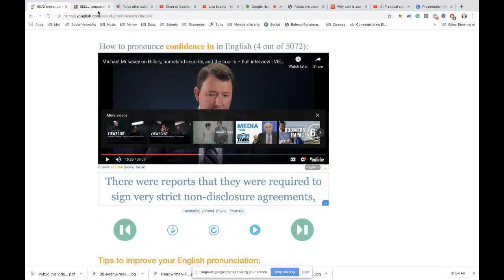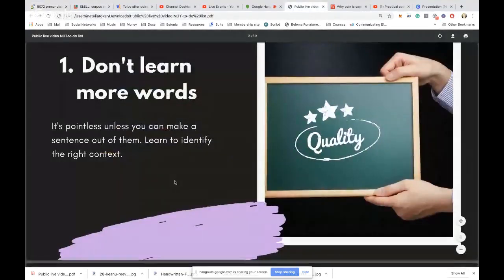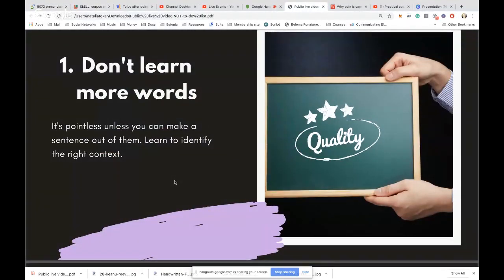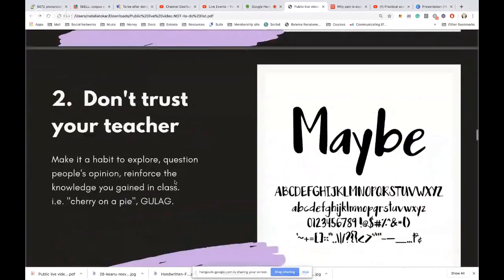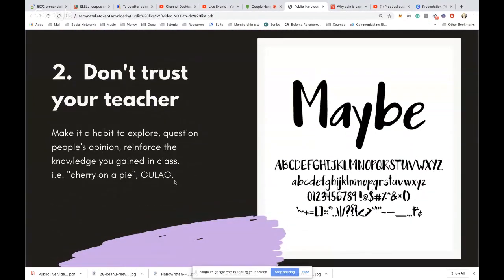If you learn these 2, believe me, it's going to be enough if you start using them. It's better than 50 random words you will never use. So this is tip number 1. Tip number 2 on my not-to-do list: don't trust your teacher. And I mean it.